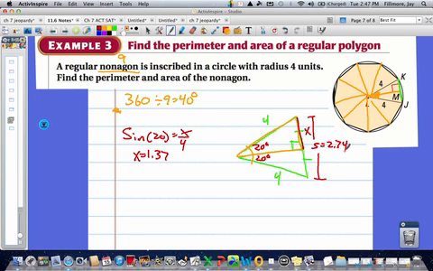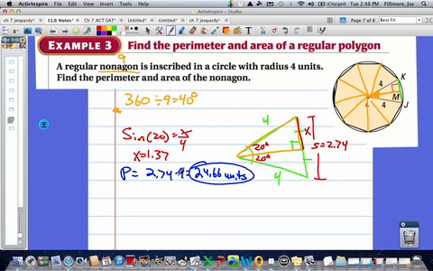That means we are ready to find our perimeter. The perimeter is the side length, which is 2.74, times the number of sides, which is 9, since this is a nonagon. So our perimeter here is 2.74 times 9, which is about 24.66 units. So we couldn't just use Pythagorean theorem like in the last example. Here we had to use some trig.